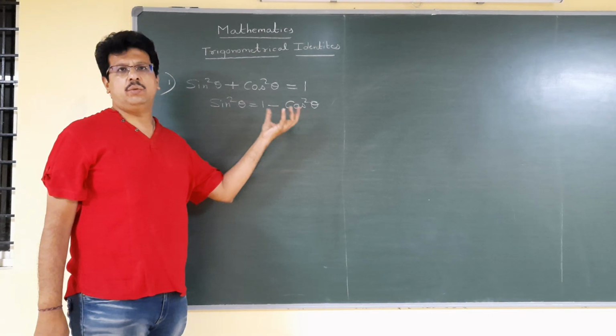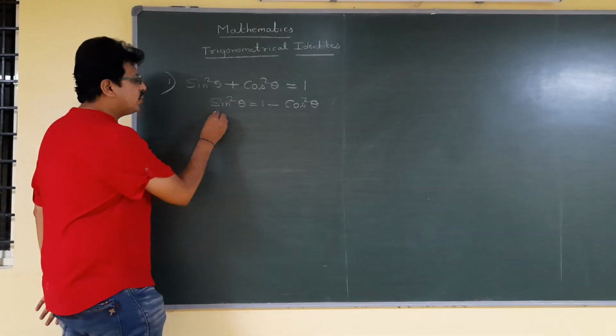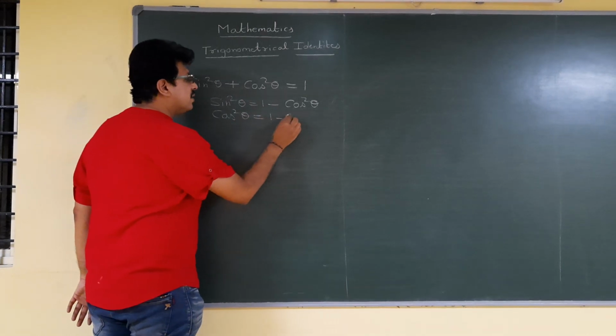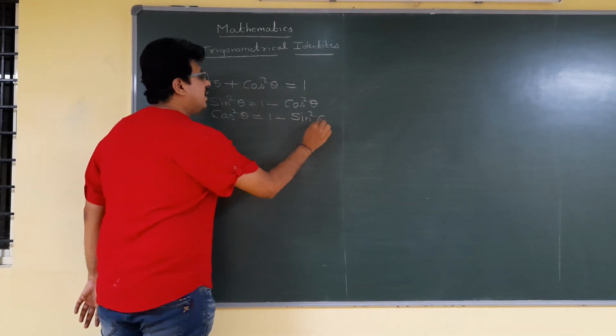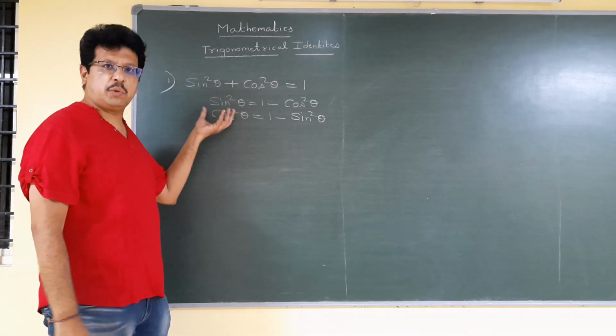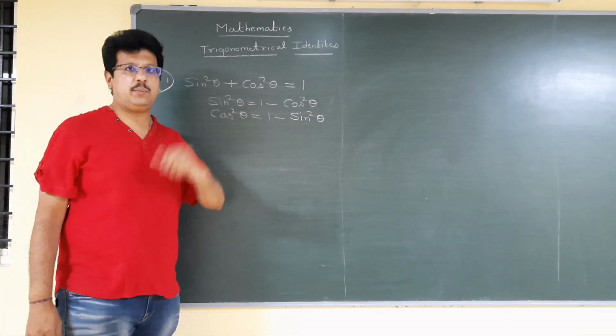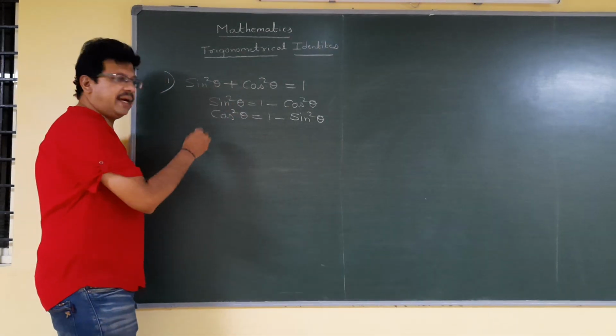So we need to know about this very well. Or sometimes cos square theta is also equal to 1 minus sin square theta. This also we sometimes need to apply in the problems. Cos square theta is nothing but 1 minus sin square theta. So this is the first identity.